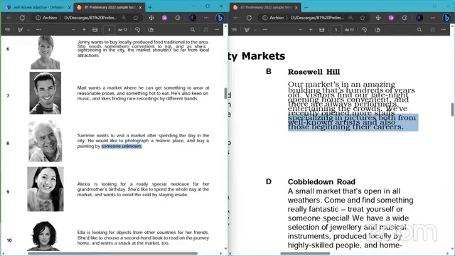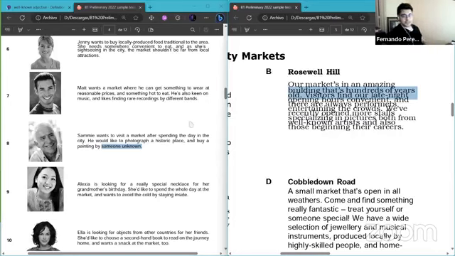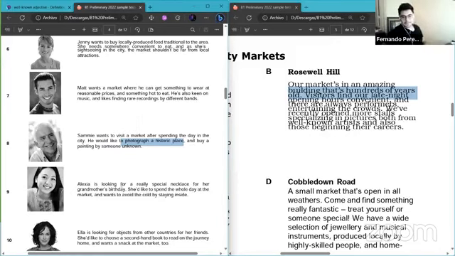Oh, and the historic section. Hundreds of years old. The building is hundreds of years old. That's a historic match. There we go. Very good.